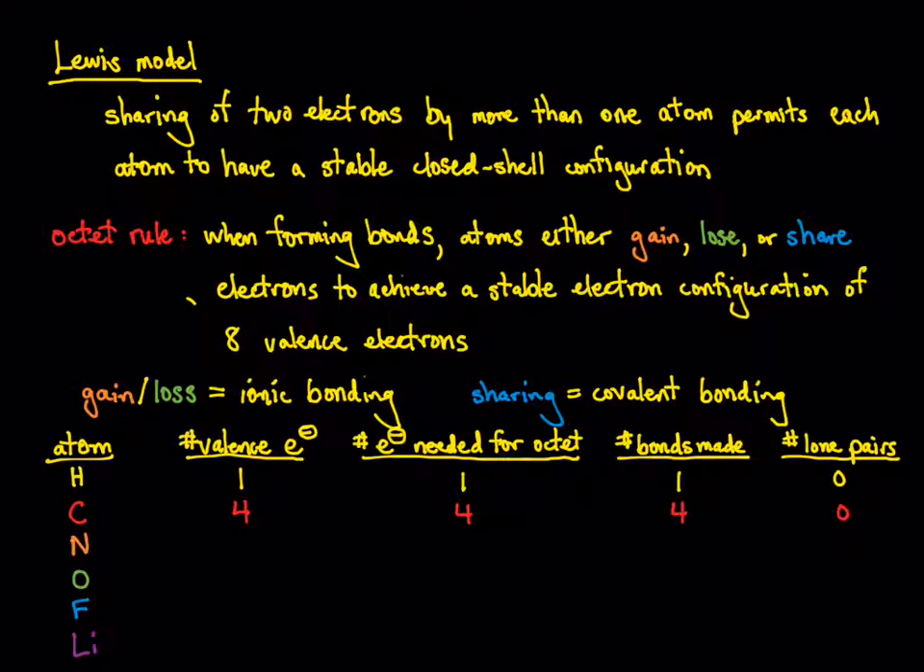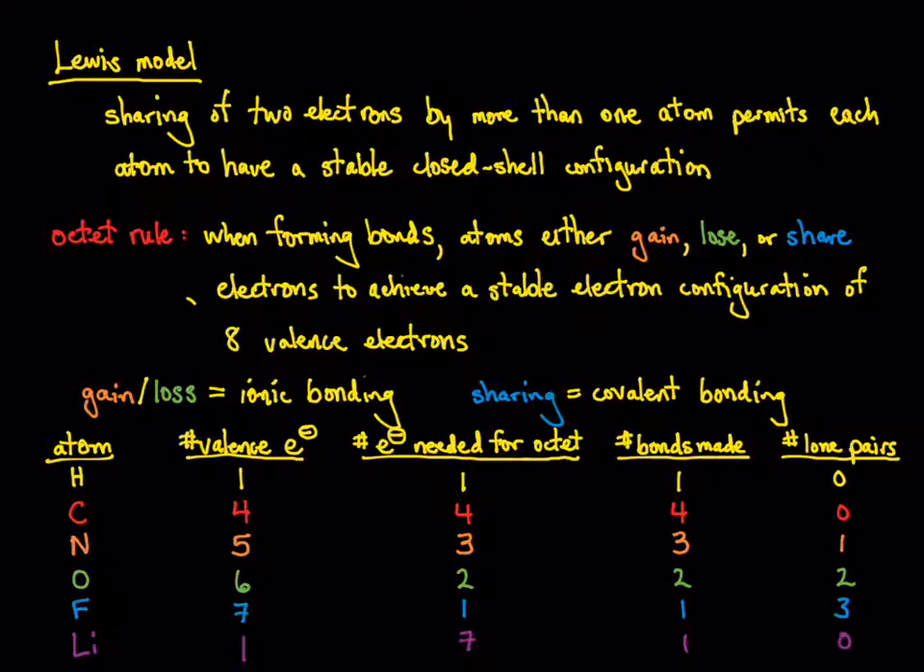Carbon has 4 valence electrons. It needs 4 more to complete an octet, so it makes 4 bonds with no lone pairs. Nitrogen has 5 valence electrons, which means it needs 3 more to complete its octet, so it makes 3 bonds and has 1 lone pair of electrons. The same pattern emerges for oxygen and fluorine.